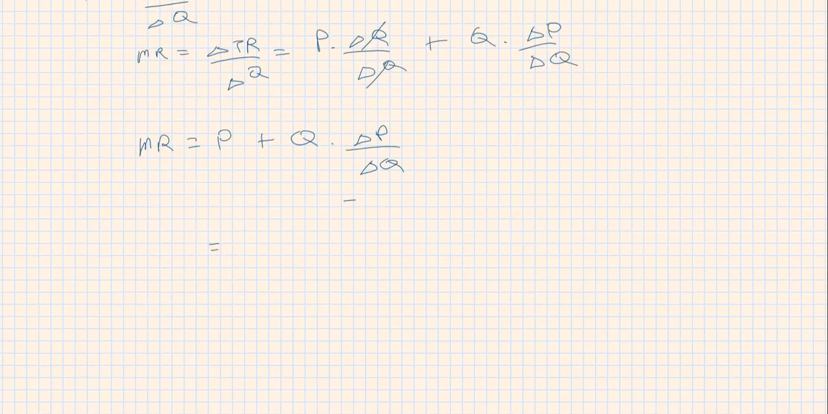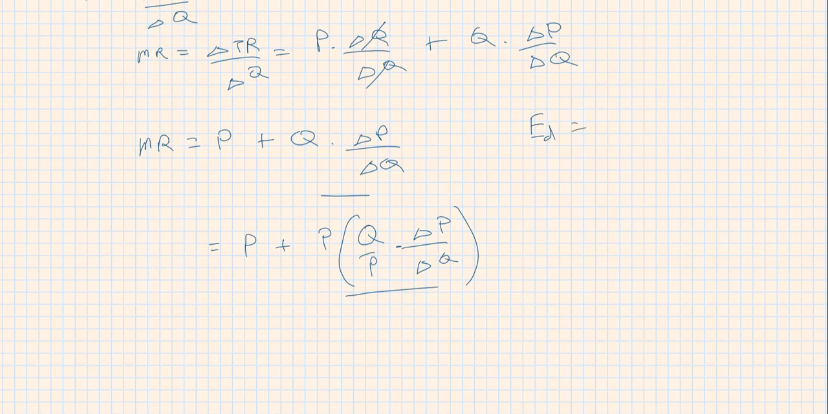So once we have this equation, we can do some manipulations to this side. We can divide and multiply this by P. We get P plus P times Q over P times delta P by delta Q. Now notice that this thing is the inverse of elasticity. We have defined elasticity of demand as the percentage change in quantity over percentage change in price, which we can rewrite as delta Q by delta P times P over Q. So this expression is simply 1 over elasticity of demand.